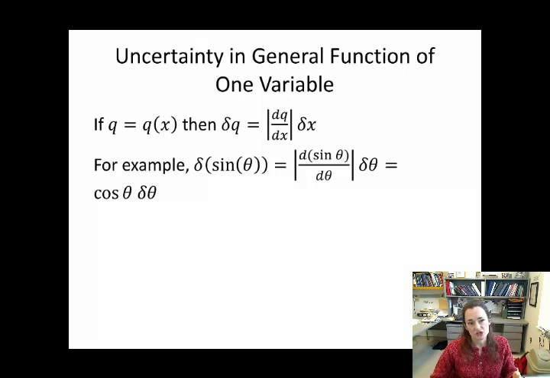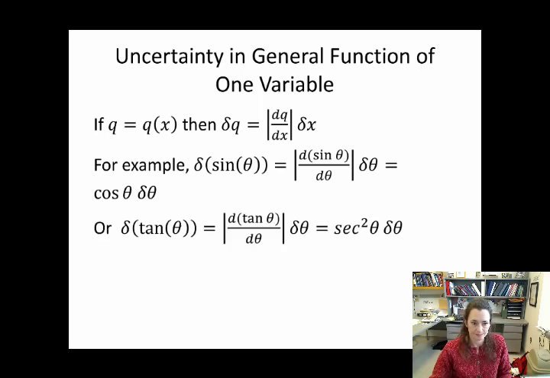Okay, the example that I'm going to do is about the trig functions. I'm going to specifically cover sine and tangent. So, for example, let's say that you've measured some angle theta, and you want to find the uncertainty in the function sine of theta. So the way to do that, delta sine of theta is going to be the absolute value of the derivative of sine of theta with respect to theta times the uncertainty in theta that you measured. Well, the derivative of sine theta is going to be cosine of theta, so it's cosine of theta times the uncertainty in theta.